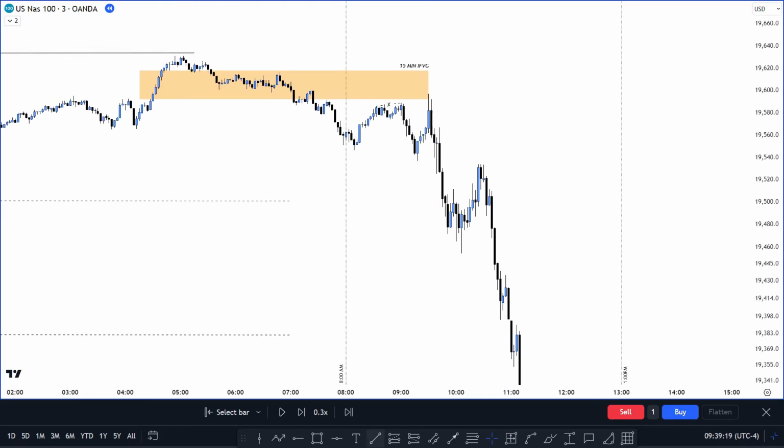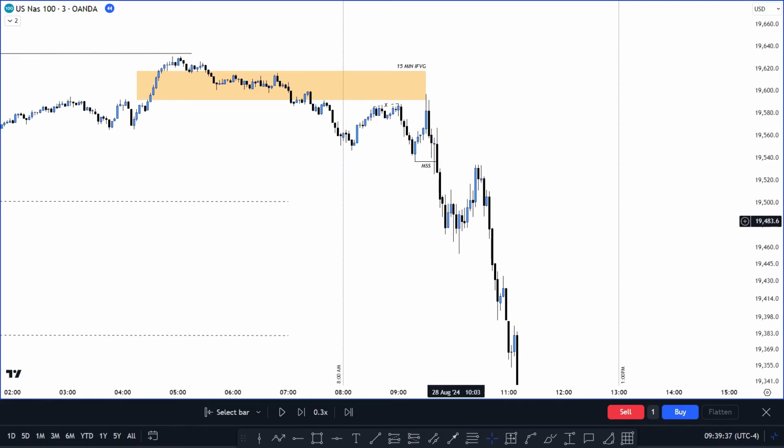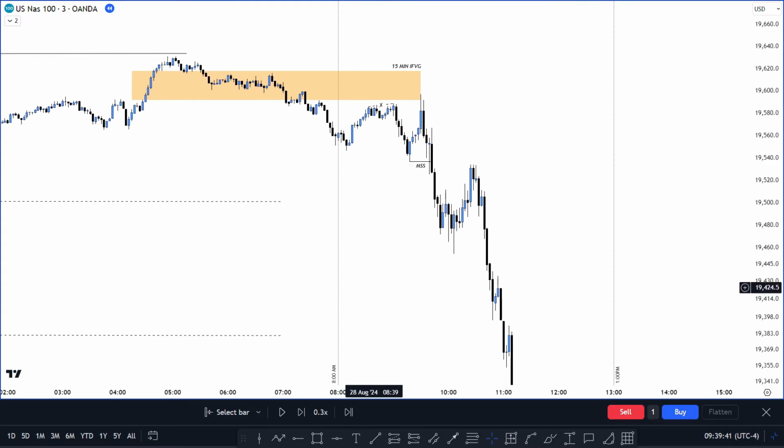for me to get a firm entry. As you can see, price came lower after price tapped inside of our 15-minute inversion fair value gap. This is our market structure shift of this old low. And now what I'm looking for is a retracement back into this zone right here for me to get my sniper entry. As you can see, price left this IPA right here.